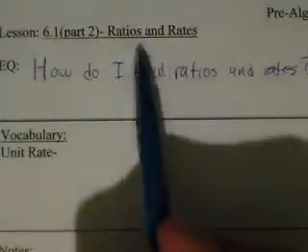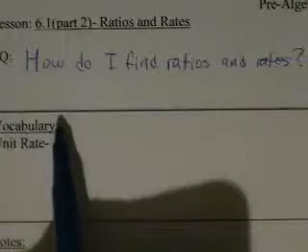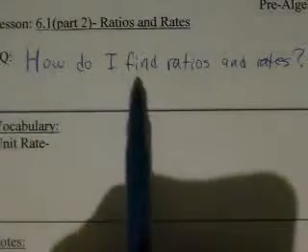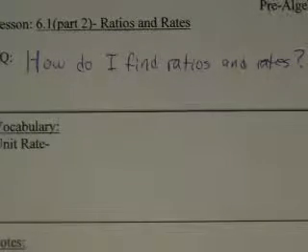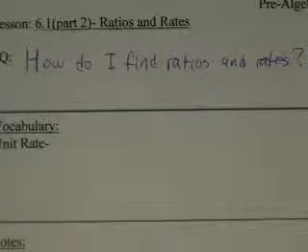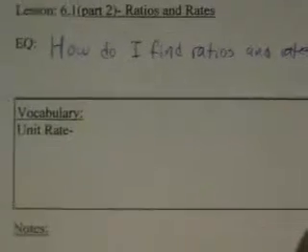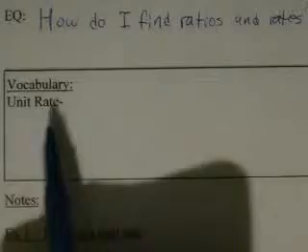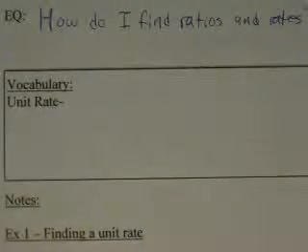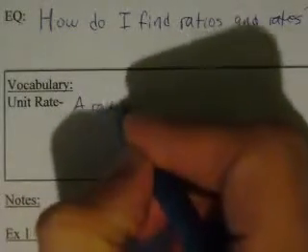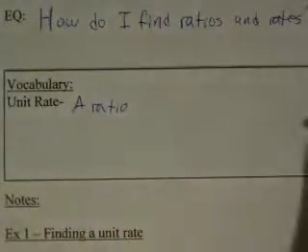Today we are still looking at ratios and rates, and the essential question is the same as yesterday. How do I find ratios and rates? Now today we're going to be focusing on something called a unit rate. A unit rate is sort of like a ratio. In fact, part of it is a ratio. But it's a ratio that shows a comparison per unit.